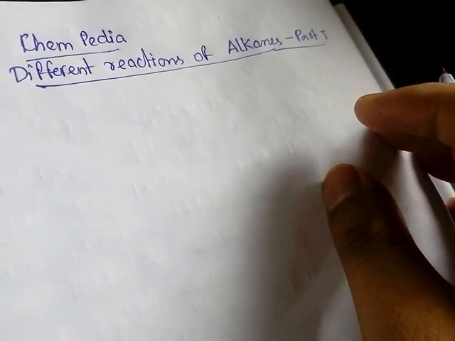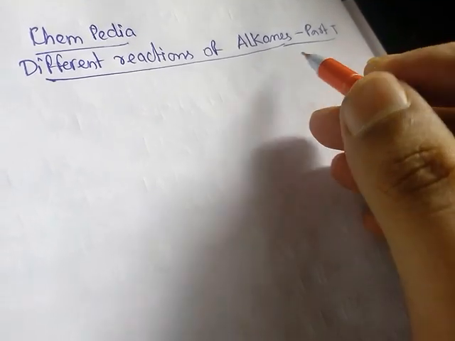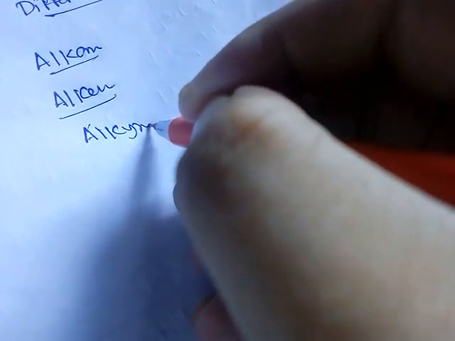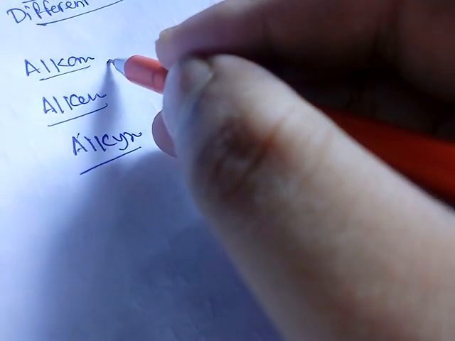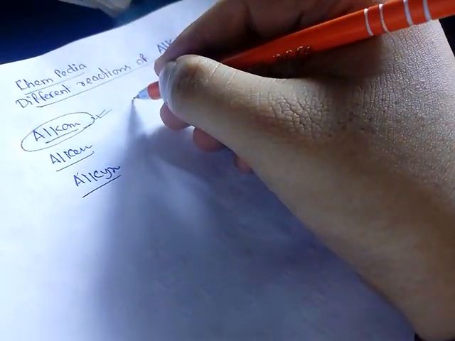Now in this particular video I will discuss the different reactions of alkanes, that is part 1. In the previous class we have already learned about alkane, alkene and alkyne. In this video I will discuss only alkane. I will start with the different reactions.